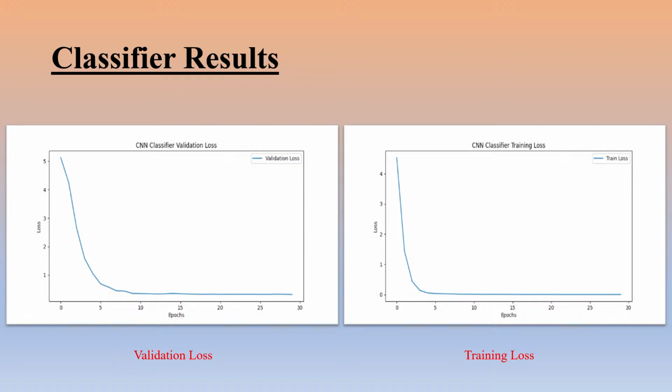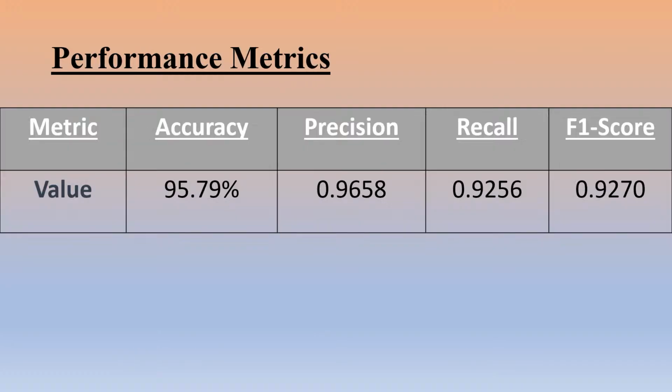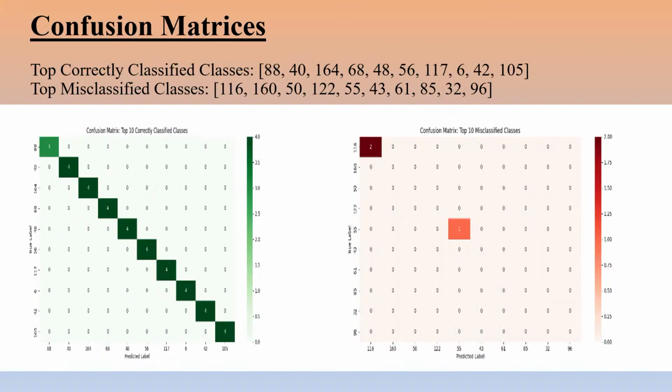Similarly, the training loss and validation loss in the classifier are also decreasing in 30 epochs, which means our network is working well. For performance metrics, we obtained around 95% accuracy, precision of 96%, recall of 92%, and F1 score of 92%, showing that our model is working really well.